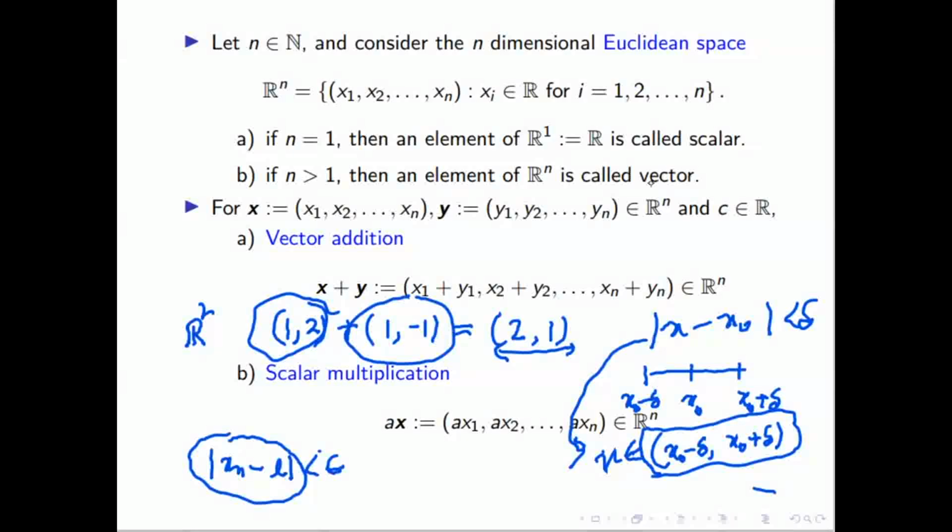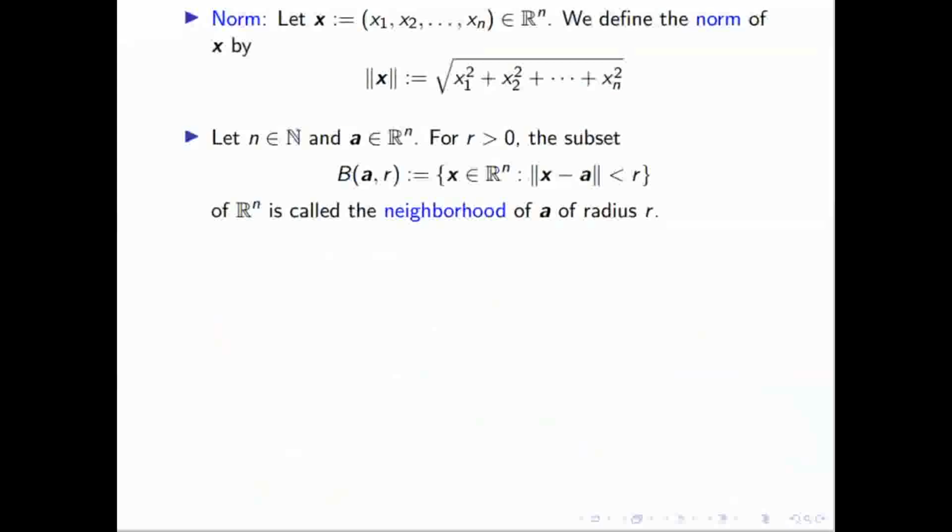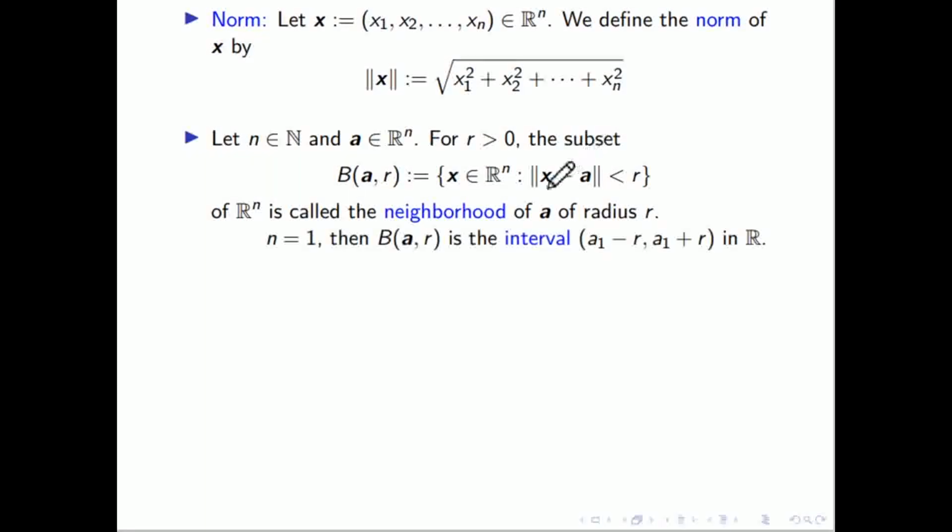So that delta we are calling the radius, and because we are in Rn, we cannot put mod, so mod becomes norm. That definition will be exactly similar, but in terms of norm, that is norm of x minus A is less than R. Is it okay? So suppose n equal to 1. If you put n equal to 1, then this is exactly nothing but the interval in R. That norm of x minus A is the same as the interval.